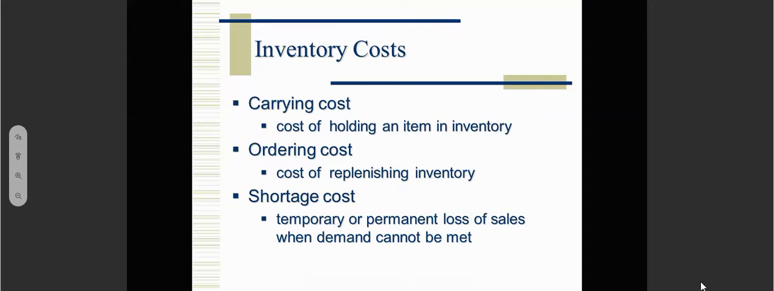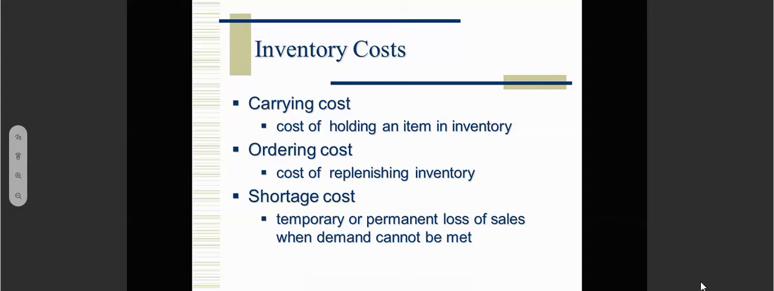Under inventory management, the main costs associated with the effectiveness of inventory management include the carrying cost, which is the cost of holding an item in inventory. And also we have the ordering cost, the cost of replenishing inventory, and the shortage cost, a cost of temporary or permanent loss of sale when we cannot fulfill the customer demand.